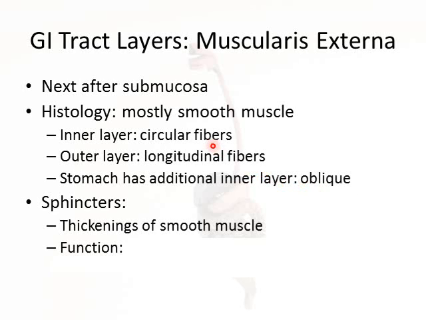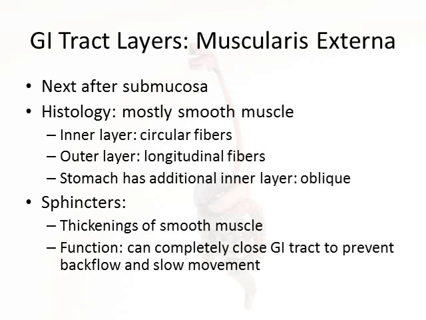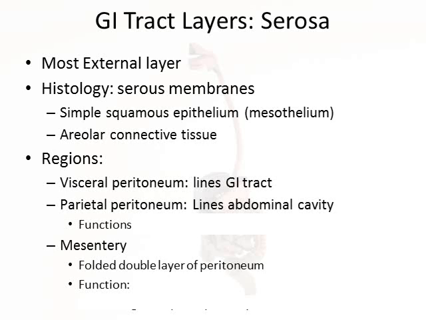Okay, the circular fibers will cut off and segment the GI tract, whereas the longitudinal fibers are used to do peristalsis and push the food down linearly. Okay, and then we also find sphincters in this layer. So these are thickenings of smooth muscle, and the reason for that is to completely close the GI tract in certain areas to prevent backflow, or also to slow down the movement of the food that's passing through.